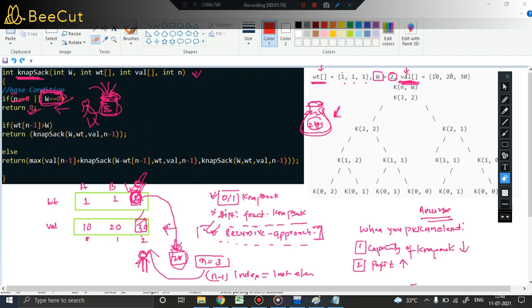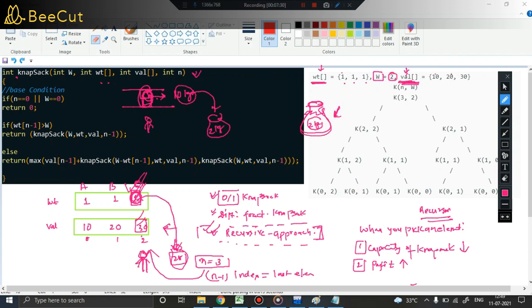The other case that can happen is you enter the shopping mall and suppose there is an object on the shelf, you are standing in front of it, looking at the object, and you see that the weight of this object is much higher than the capacity of the knapsack. Suppose the capacity of the knapsack is 2 kg and you find that the object's weight is 10 kg. Do you think you can accommodate it in your 2 kg knapsack? So no, right? That is why I have written here weight n minus 1.